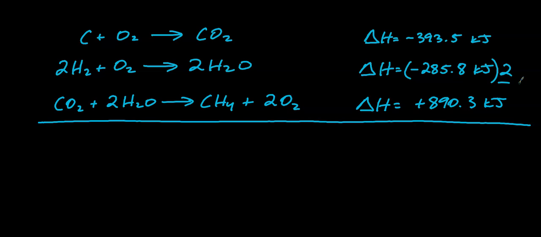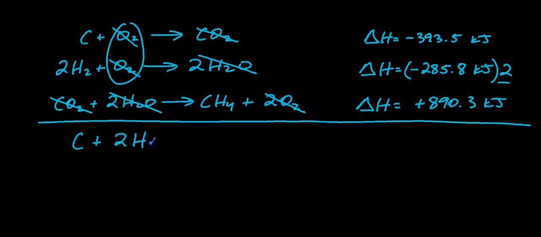All right, so let's see what happens. We have 1 CO2 on the right and 1 CO2 on the left. Those cancel. 2 H2Os on the right, 2 H2Os on the left. They cancel. I have 2 O2s on the left and 2 O2s on the right. So those are going to cancel. And I think that is it. So we have C plus 2H2 makes CH4.